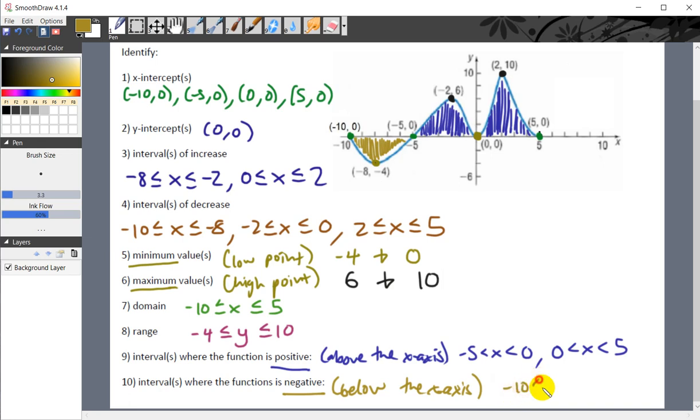So -10 until -5. If you guys like using interval notation, you can also write this in interval notation, something like this. You could also write it like this. And the last one you can also write like this. So it's entirely up to you how you want to identify it. I'm not going to be super particular about how you do so. But that's generally how you would do that second example.